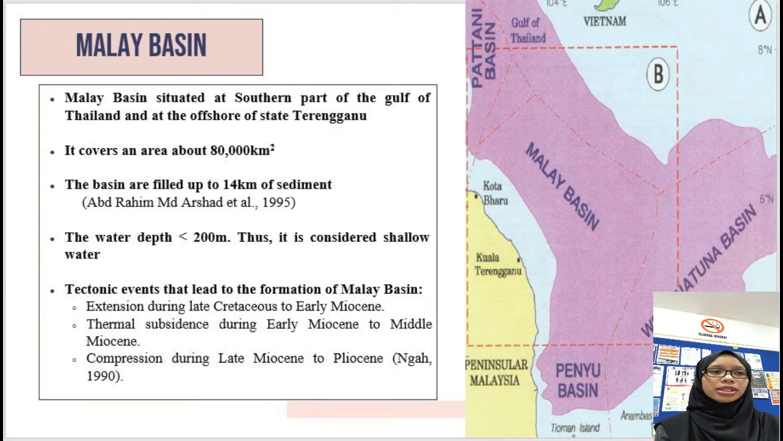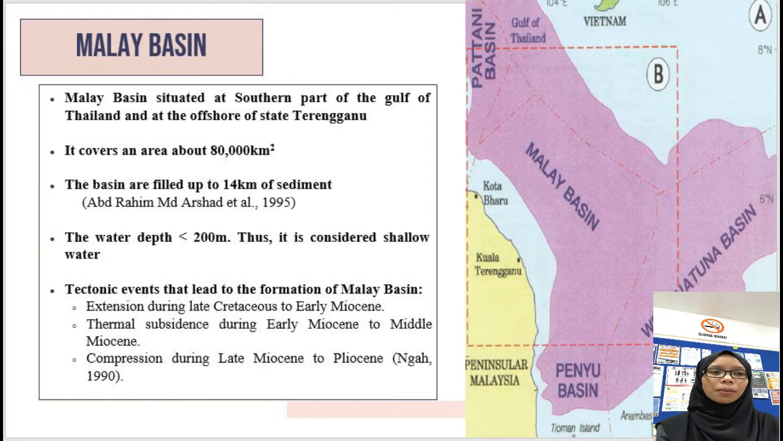So now we move to the second overview, which is Malay Basin, because Bundi is located in the Malay Basin. Malay Basin is situated at the southern part of the Gulf of Thailand and offshore of the state of Terengganu. It covers an area of about 80,000 km squared. The basin is filled with up to 14 km of sediment, which I got from the article by Abdul Rahman Muhammad Arshad.